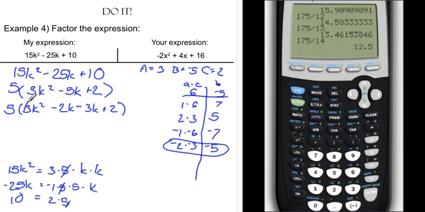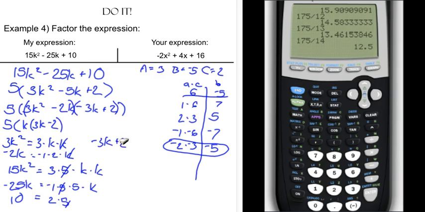And now I factor by grouping inside the parentheses. And notice I've got my situation where things are backwards. I've got a 3k there and a negative 3k there. So I'm going to change the signs. This would now be a plus 3k, and this would now be a minus 2.